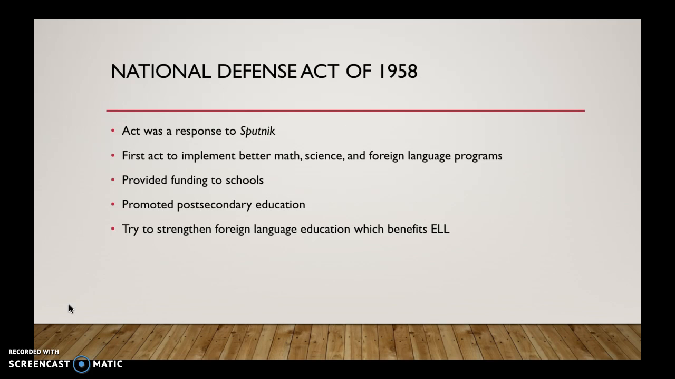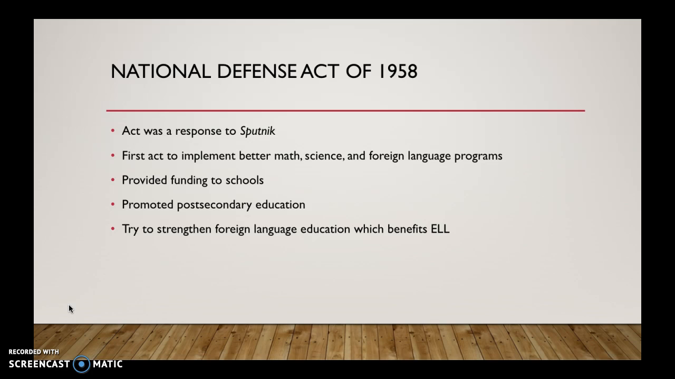The National Defense Act of 1958. The act came in response to Sputnik. It was the first act to implement better math, science, and foreign language programs. Afterwards, there was a real strong push for math and science. They felt like they needed more mathematicians and people that were smarter in science and foreign language programs to help communicate. This provided a lot more funding to schools, especially for foreign language programs.